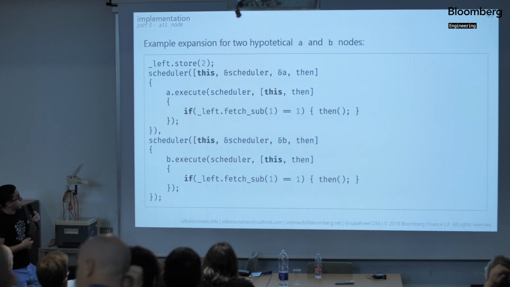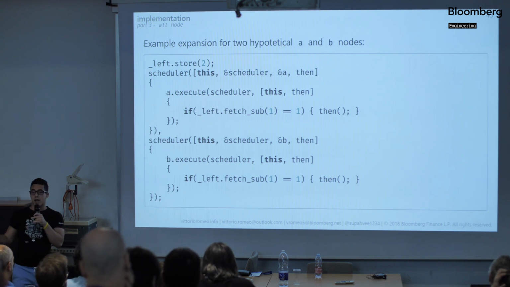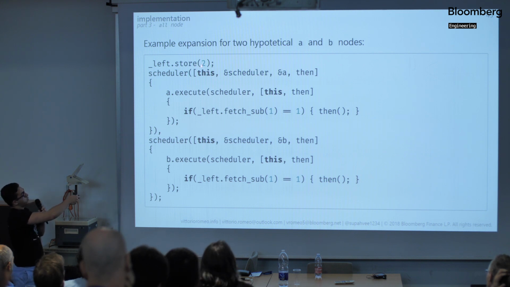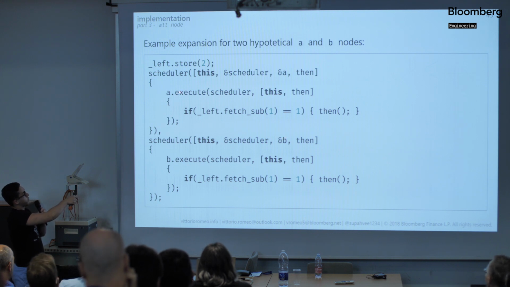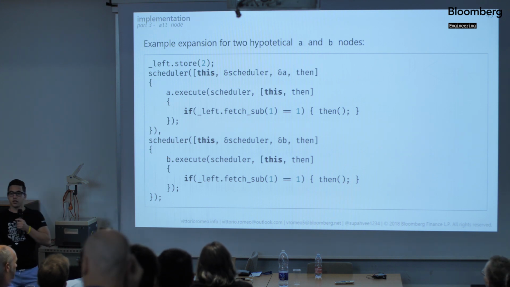So this is an example expansion for two hypothetical A and B nodes. In this case, our fs pack contains two types, A and B. So that will expand to two, and then the fold expression will have this expansion over here over a comma. The first one will capture A, the second one will capture B, and the body will be identical, just that we're executing A and B in the other one. So the compiler is generating this for us thanks to the fold expression.